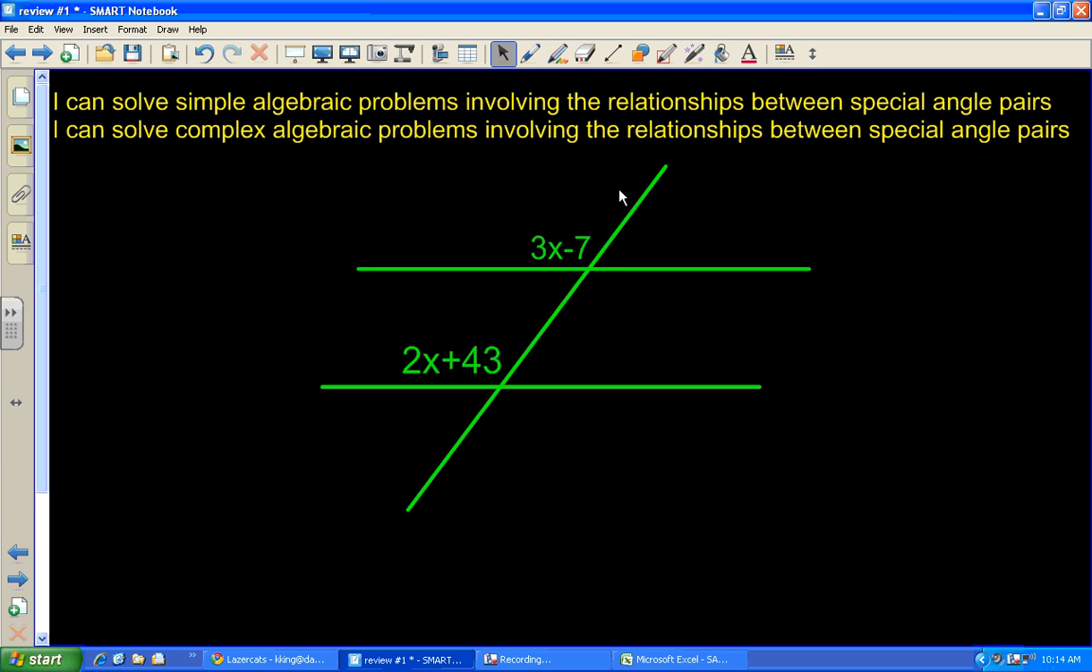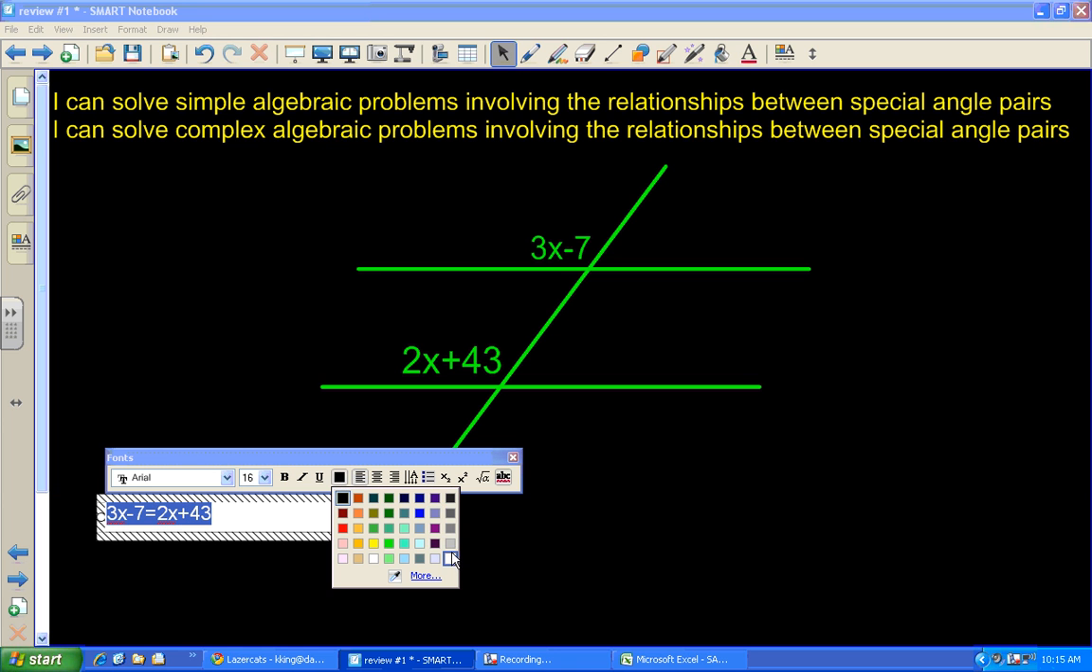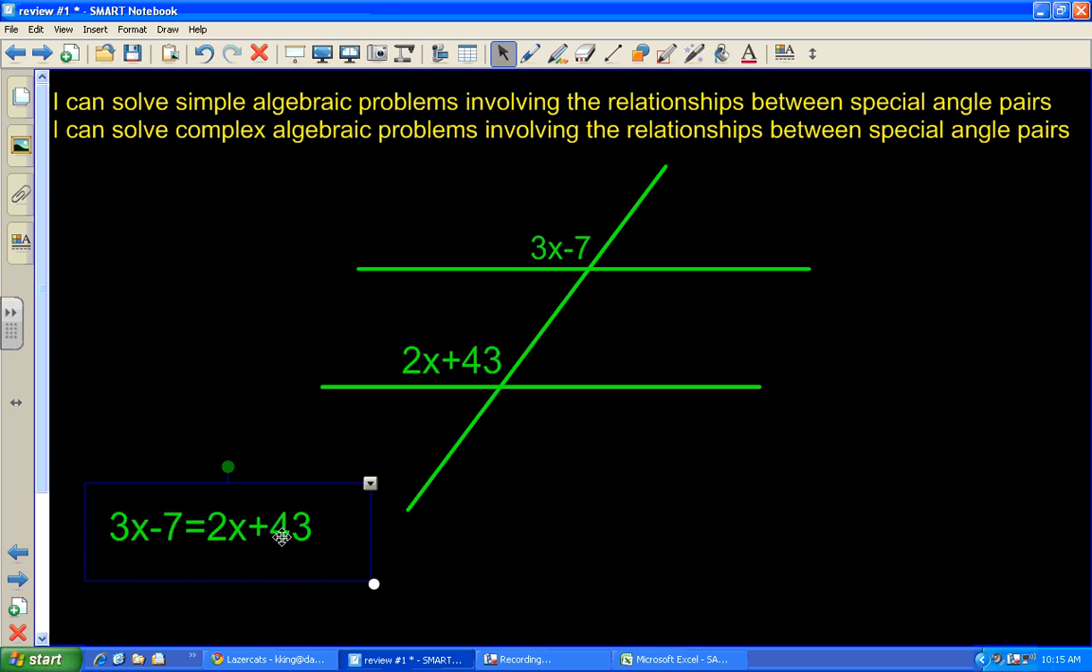You have to say, are these going to be congruent or are they going to be supplementary? And this pair of angles is going to be congruent. So you set up your equation, 3x minus 7 equals 2x plus 43. And you solve for x that way, okay? So if they're equal, that's how you set them up, if they're congruent.